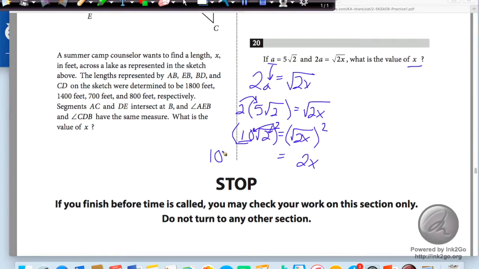So this becomes 10 squared times 2 altogether. 10 squared times 2, and the 2 I'm getting from the radical 2 squared. Altogether, I'm going to make this 100 times 2 equals 2x. I would then just simply divide by 2, divide by 2, cross that out. What I'll end up getting is that 100 equals x.